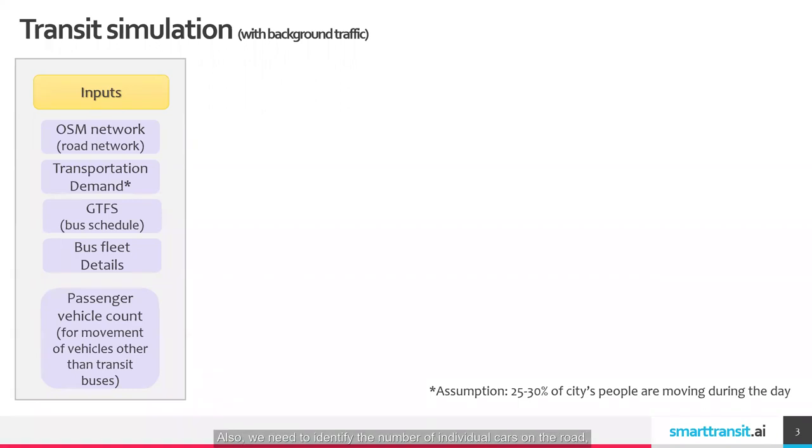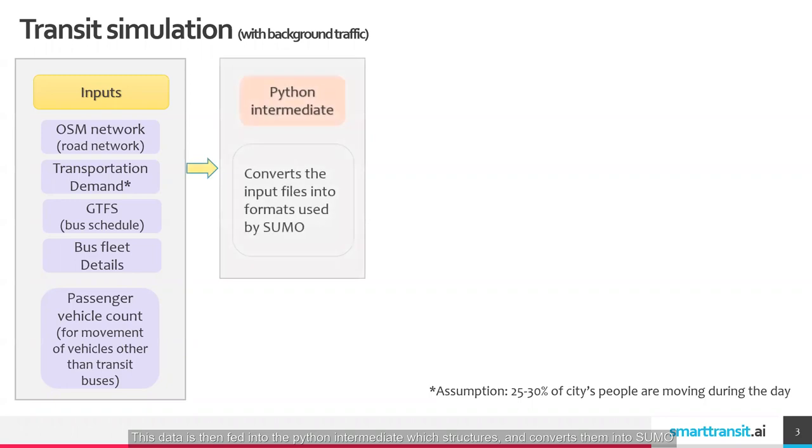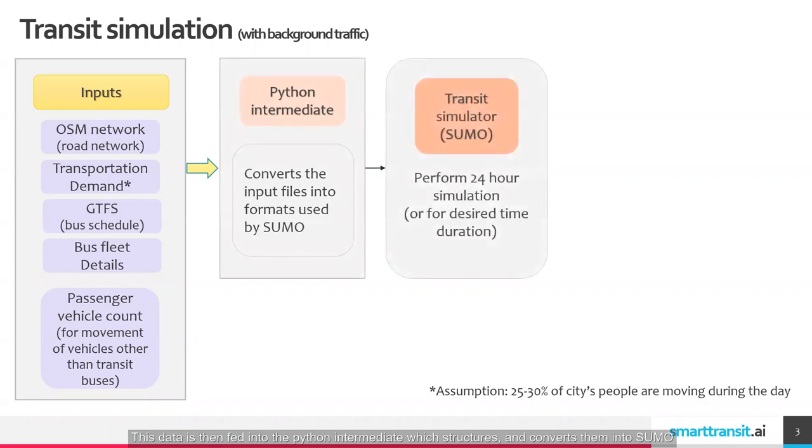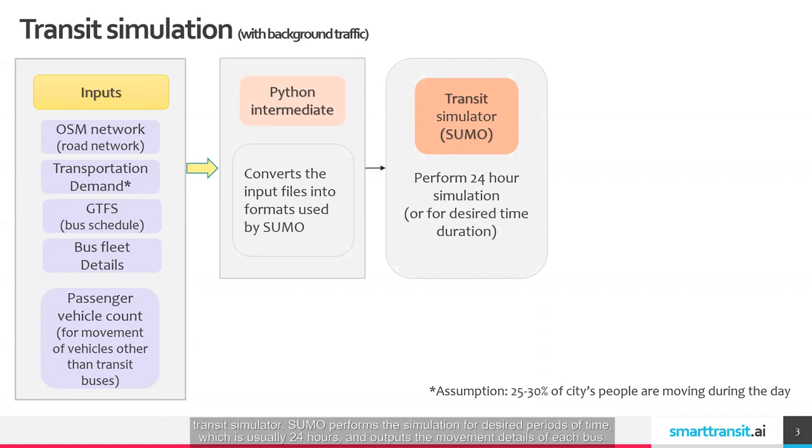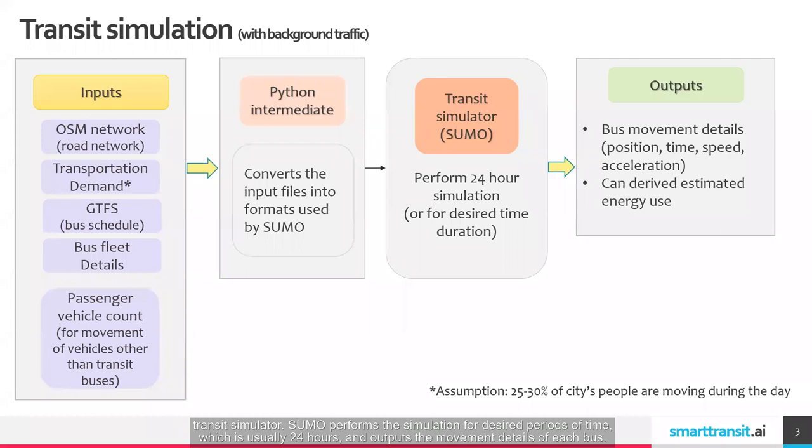Also, we need to identify the number of individual cars on the road to get a proper assessment of the traffic speeds. This data is then fed into the Python intermediate, which structures and converts them into SUMO usable formats, wherein SUMO is an open source transit simulator. SUMO performs the simulation for desired periods of time, which is usually 24 hours, and outputs the movement details of each bus, like the speed, acceleration, distance covered, and so on.